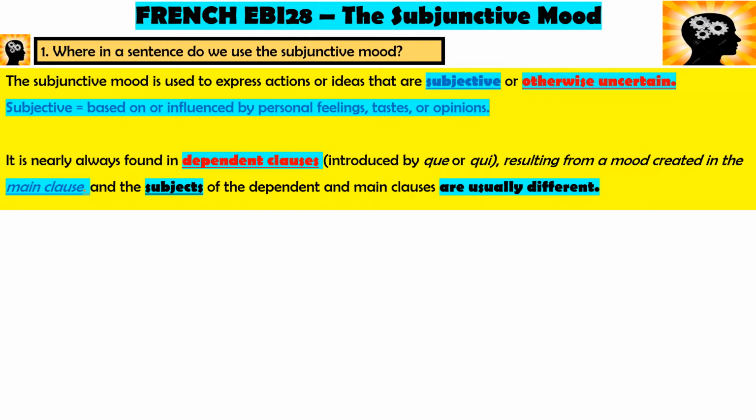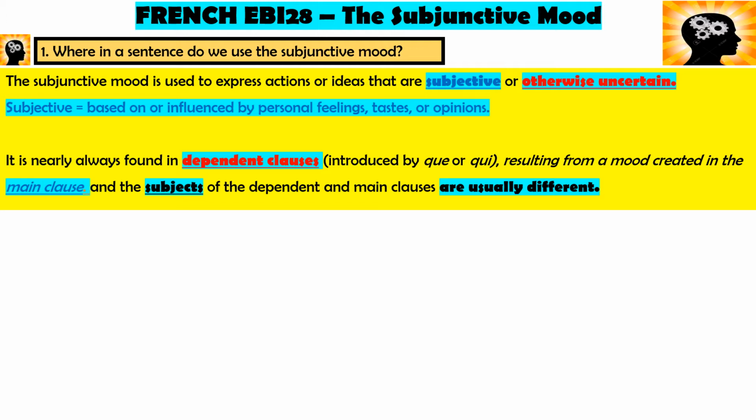Right guys, so the subjunctive mood is used to express actions or ideas that are subjective or uncertain, and that's what subjective is. The subjective is based or influenced by personal feelings, tastes or opinions. So whenever you want to express something, to really highlight the emotion behind it, you'd use the subjunctive mood, and that's what we mean by a mood. A tense is a different time frame, which is easy to understand. A mood is expressing an emotion with what you do to the verb, which is beautiful, and that's what the subjunctive mood is.